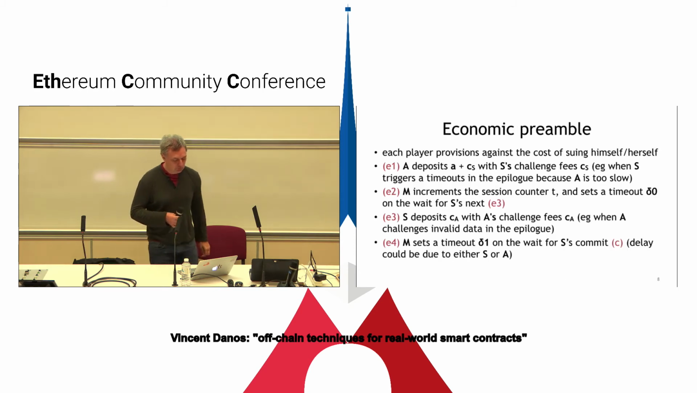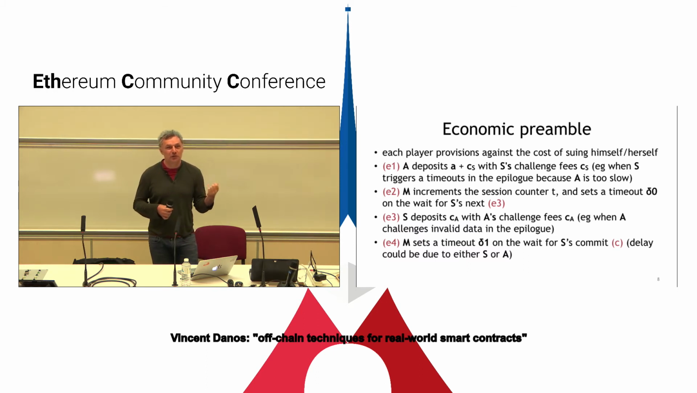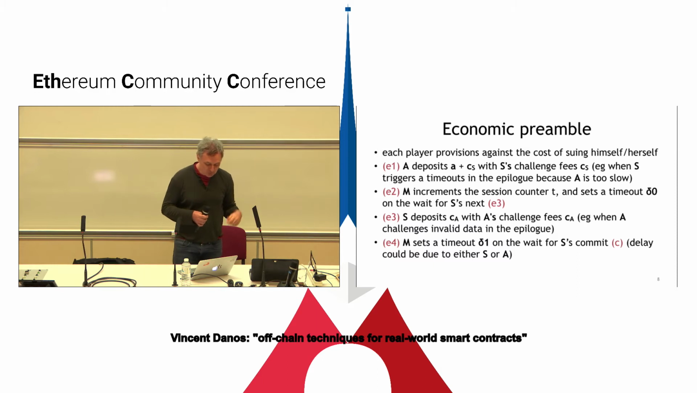All right, so let's look at the economic preamble. That's easy. The principle is that both parties provision for being sued by the other party. If you sell me something which is worth €1, and I have to spend €10 to sue you or to challenge you because you didn't give me the one thing I wanted to buy, then there's a problem, right? It's not worth my time or my money to sue you to get back my €1. So one trivial way to correct for this is to ask people to provision for being sued by the other party. That's what we do.